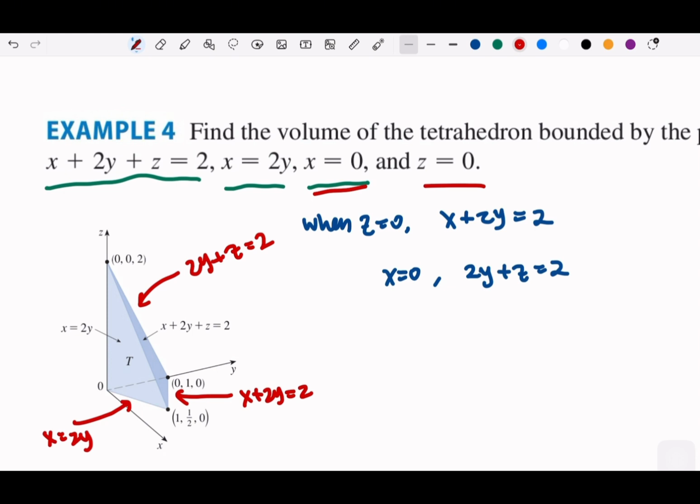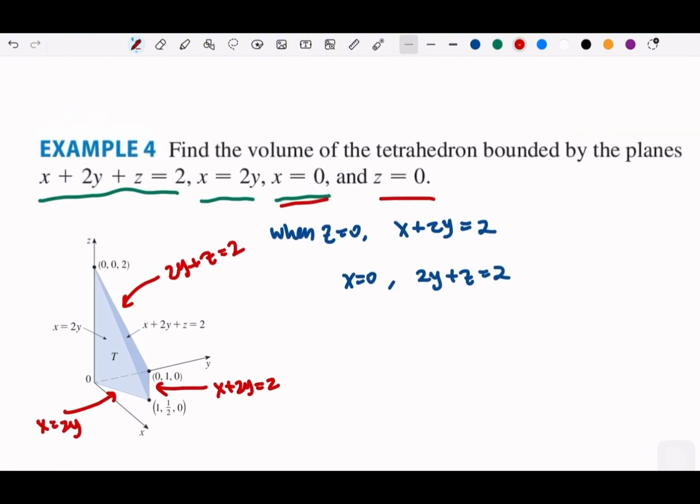And then what else do we have? We can also have, because x is equal to y, we could substitute into the plane. So it could be 4y plus z equals 2, or 2x plus z equals 2. So this is just to make sure that we draw the 3 dimensions correctly.